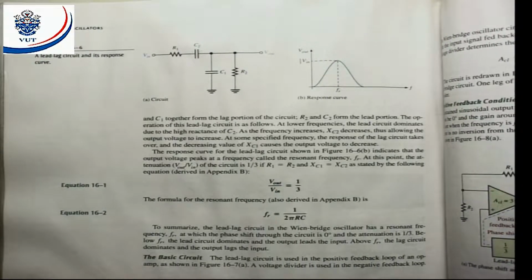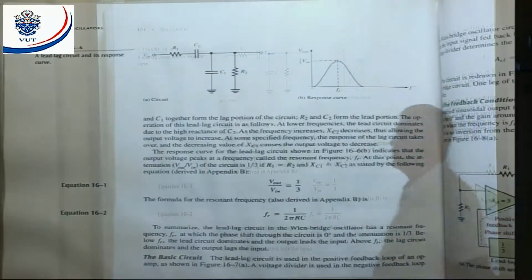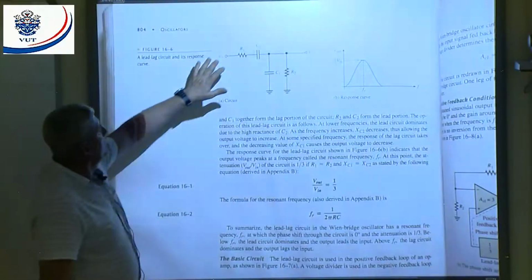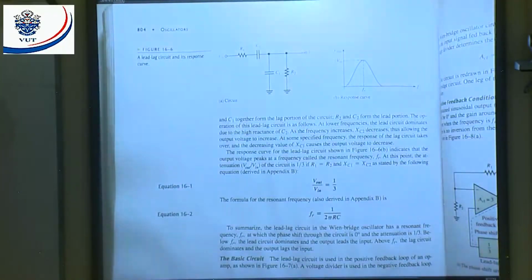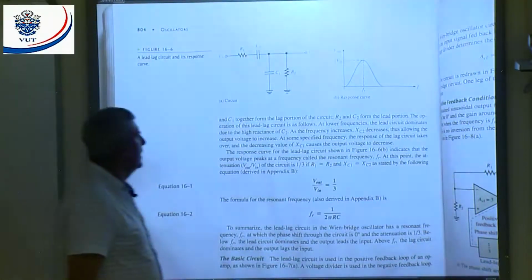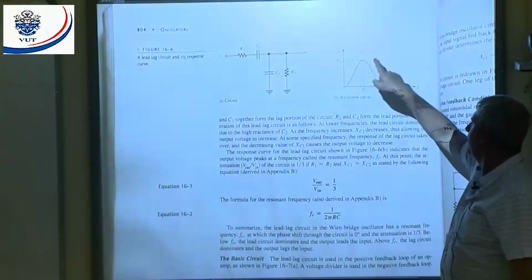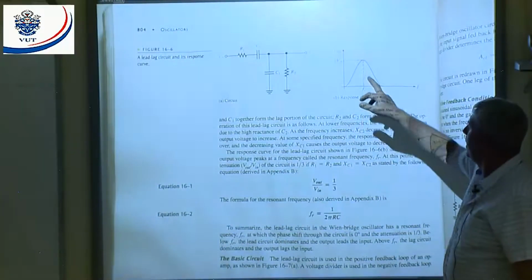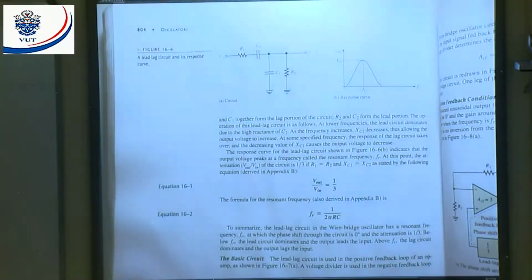Now the feedback circuit of this Wien bridge oscillator is a lead-lag circuit. The lead-lag circuit is an RC circuit. We've got a series-parallel RC circuit, and the response of that will be basically a band-pass response. At the center I have my resonant frequency, and you can see that the output is basically 1/3 of my input.